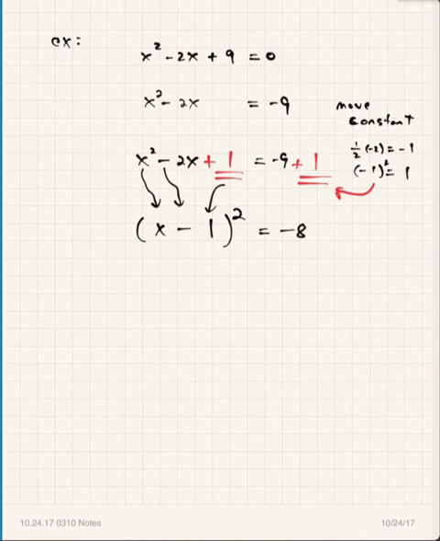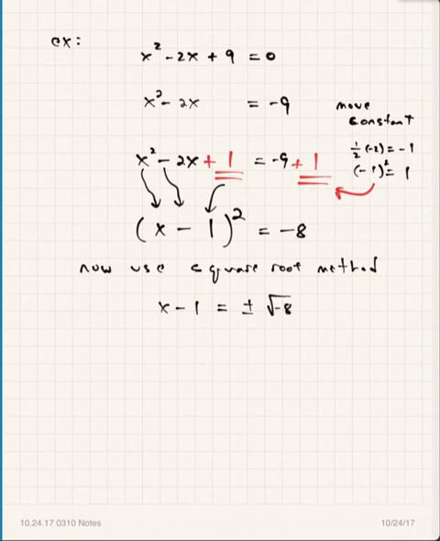All right, so now we have the equation in the form something squared equals a constant. And so now we take the square root of both sides of the equation, use the square root method. And so when we use the square root method, we get x minus 1 equals, the square root of x minus 1 squared is x minus 1, plus or minus the square root of negative 8.